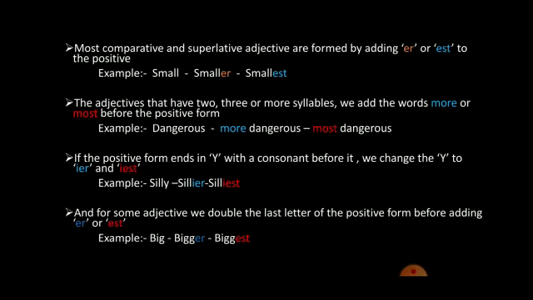Example: big. The word big is in the positive form, and next, bigger. Here, bigger. We double the last letter of the positive form by adding er to make the comparative form, and we again double the g: biggest. We double the g by adding est and form the superlative degree.